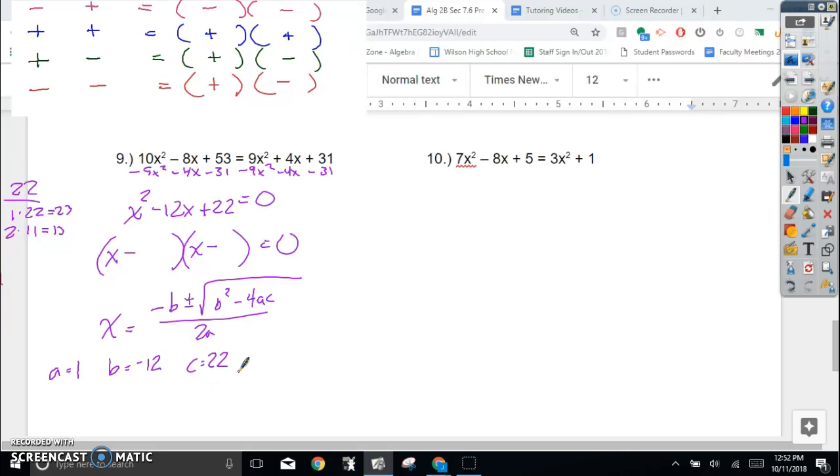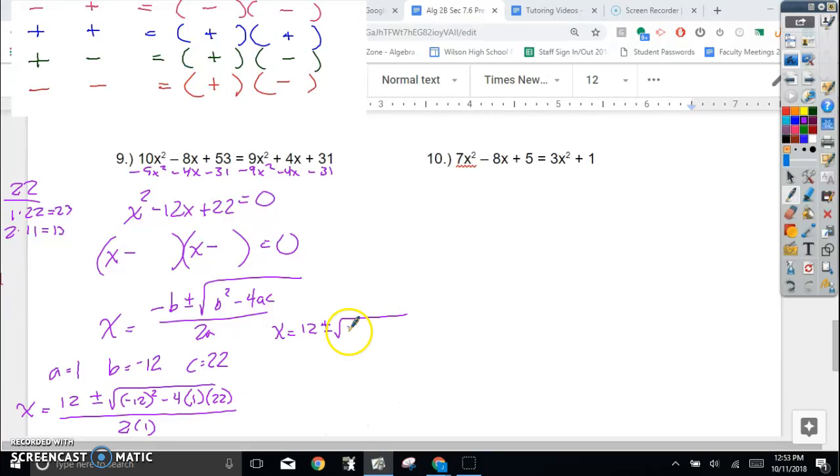So it should be like a flashback back to Algebra 2. So here we go. We got negative 12, so that would be positive 12, over negative 12 squared minus 4 times 1 times 22, over 2a, which would be 2 times 1. Right, out front, 12 stays as is, plus or minus.